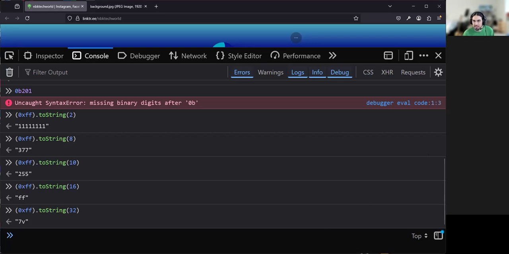How about letters in binary? There are no letters in binary, it's just 0 or 1, right? Binary can only have 0 or 1, no other symbols.